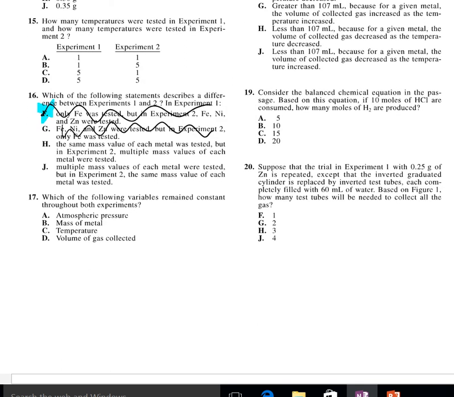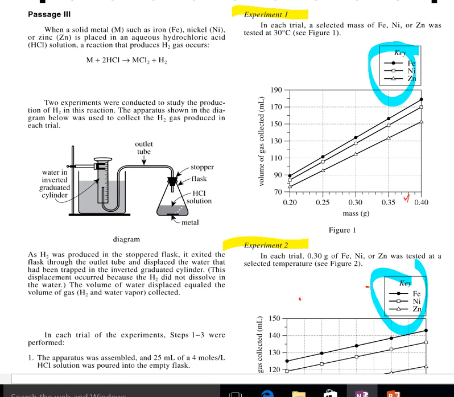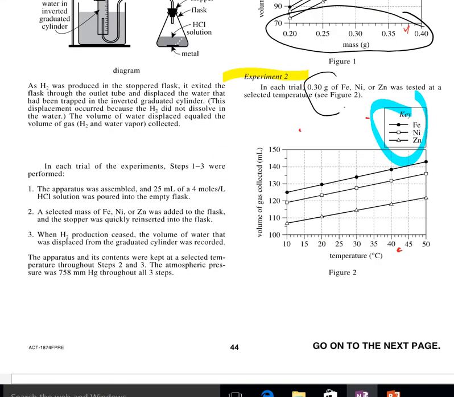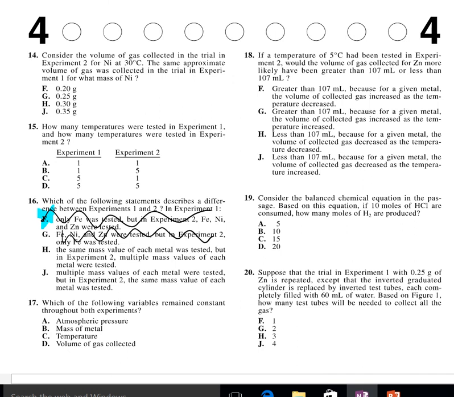Letter H. The same mass value of each metal was tested, but in experiment 2, multiple mass values of each were tested. Again, just if you're not sure, this one we're testing different masses, and this one we're testing the same mass. So we know that this one is not correct either. And then letter J: multiple mass values of each metal were tested in experiment 1, but in experiment 2 the same mass, and so that is the correct answer. It is J.